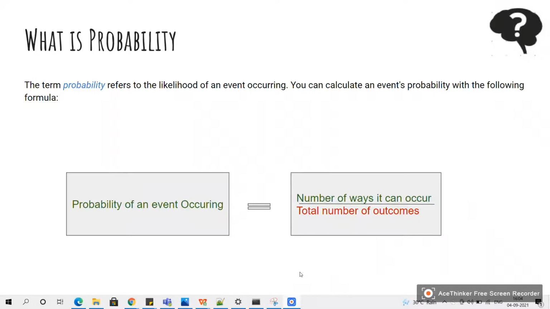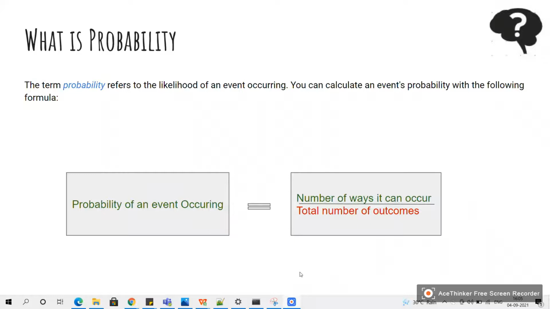Hi, in this lecture, we will go through what is probability. I will just give you an overview of it, because this is the base for Bayes theorem and stuff, so I won't go through multiple examples. I will just touch up a bit so that it is a refresher on the topic. So what is probability? The term probability refers to the likelihood of an event occurring, and you can calculate an event's probability with the following formula.